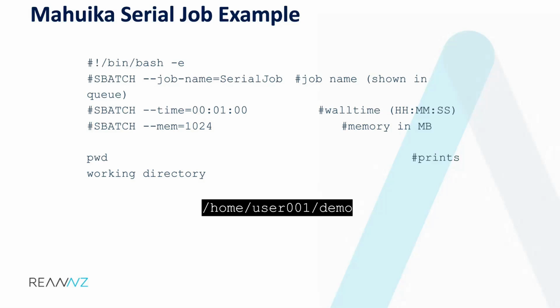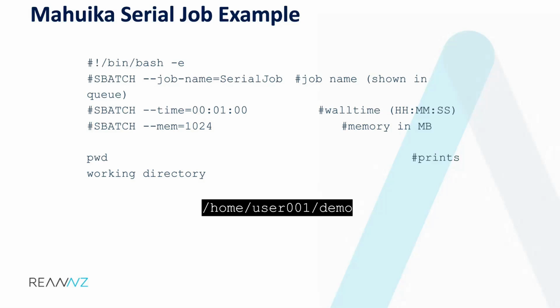You may have noticed that we've not specified how many CPUs we want for this job. Since we've not specified this, the job will default to running serially with a single CPU, so you only need to specify the number of CPUs if you intend to run a job that utilizes more than a single CPU.